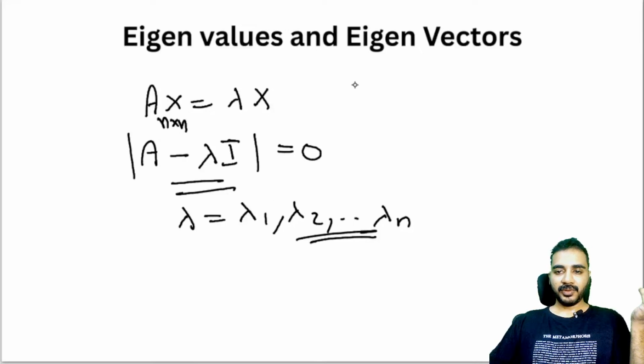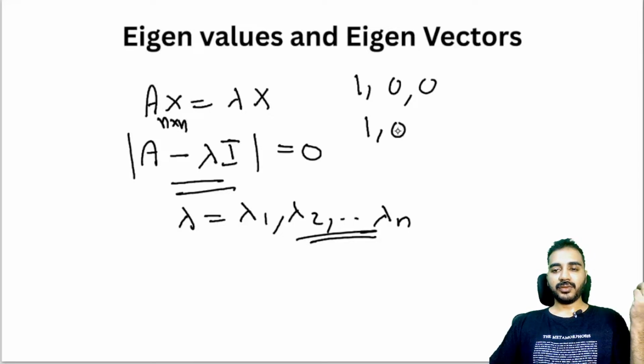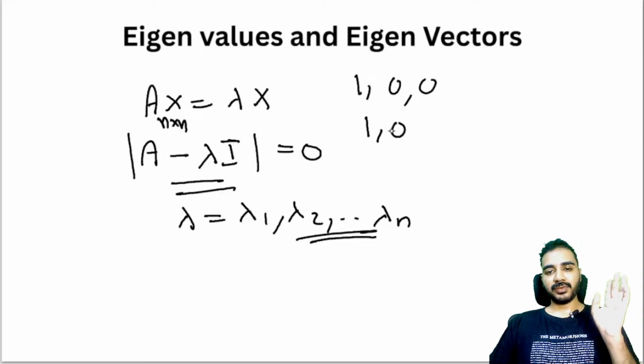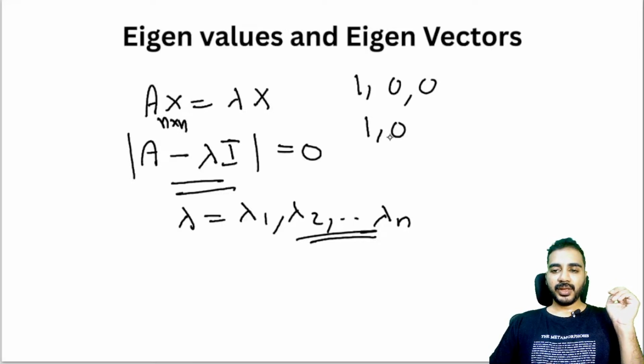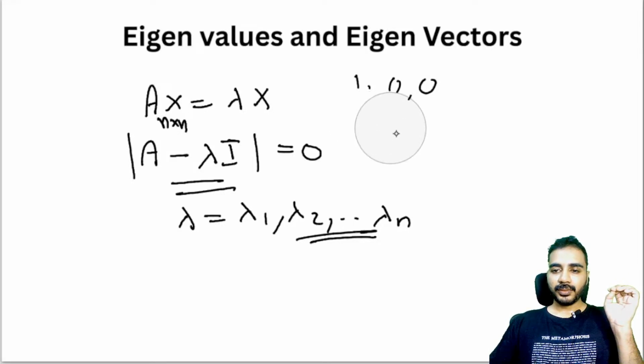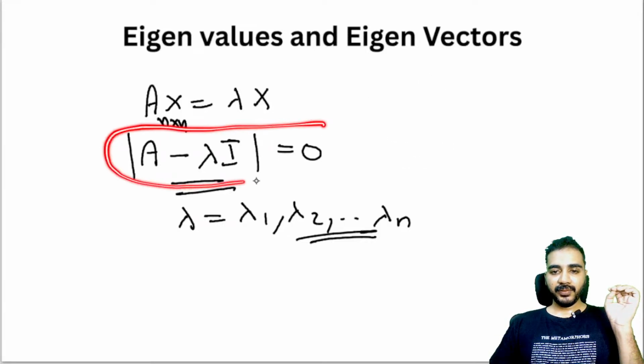Sometimes we get the same value twice, like 1, 1, 0. Then we can write the eigenvalues are 1, 0, but effectively, for a 3 by 3 matrix, we have 3 eigenvalues. So by solving this we will get the eigenvalues.